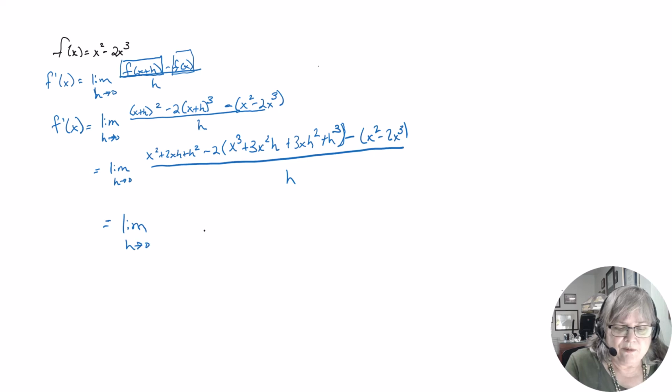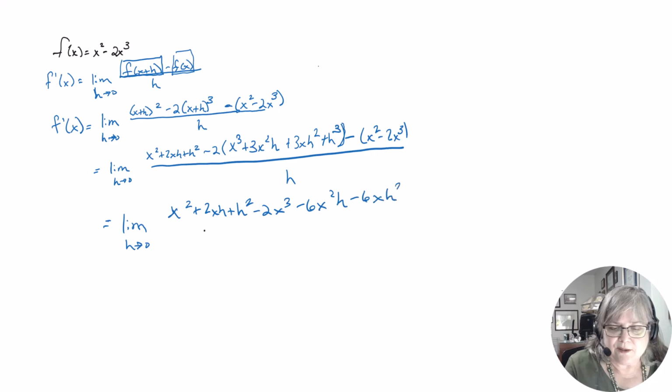Now, when you leave this blank right here, it's understood it's still f prime equals, but you have to keep writing the word limit, right? So we have x squared plus 2xh plus h squared minus 2x cubed minus 6x squared h minus 6xh squared minus 2h cubed minus x squared plus 2x cubed, because the negative distributes.